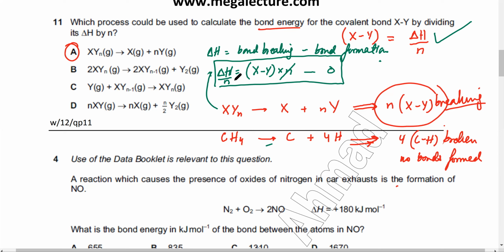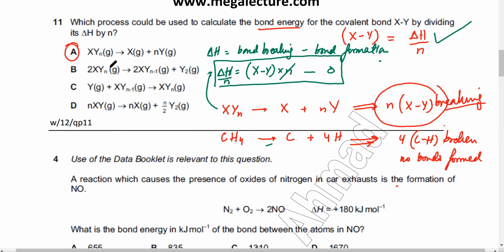Is this question understood or not? Yes or no? Okay, is this clear? This was one of the difficult questions. Not a lot of people were able to do this question.